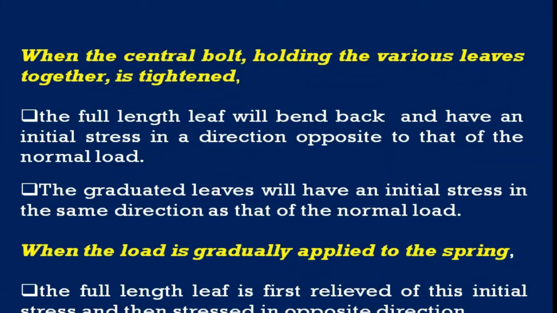Due to the tightening of the bolt, the curvature of the full length leaf is increased. This curvature slowly disappears and the spring becomes straightened. When the spring becomes straightened, the full length leaf is first relieved from this initial stress which is induced in the full length leaf due to the tightening of the bolt. Right? So, then it is stressed in the opposite direction.